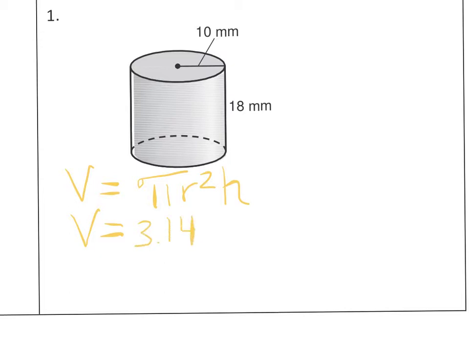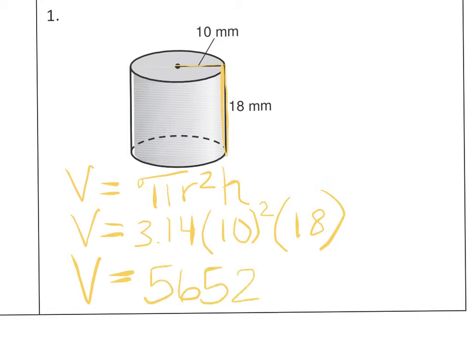The radius is this distance halfway across the circle, so that's 10, and don't forget to square it. And the height is how tall the object is, so it's 18 millimeters. So we'll substitute that in place of the height. So if we go ahead and do 3.14 times 10 squared times 18, we'll get our volume. That turns out to be 5,652.